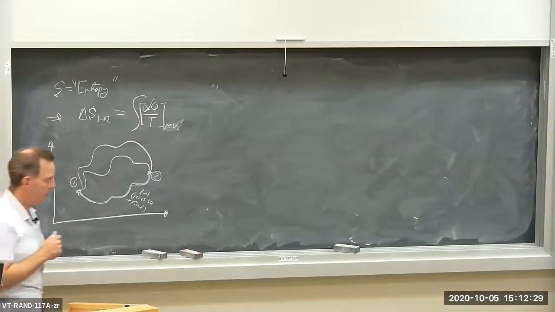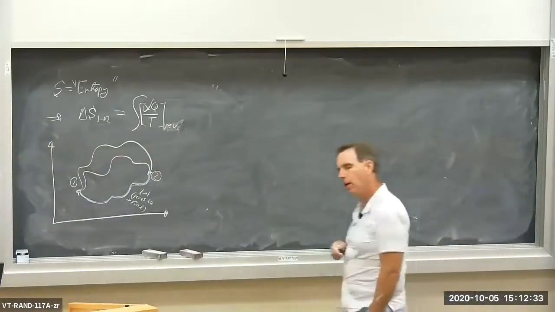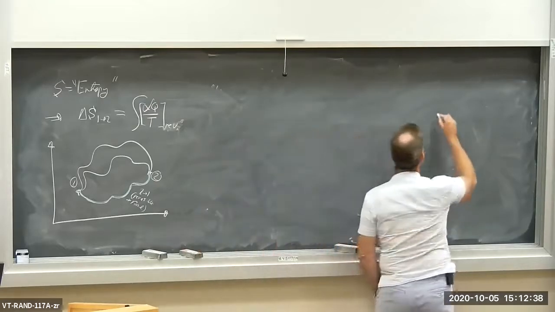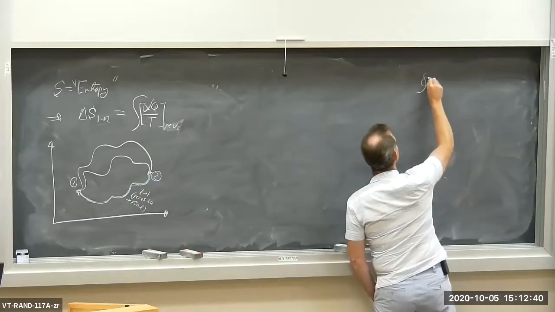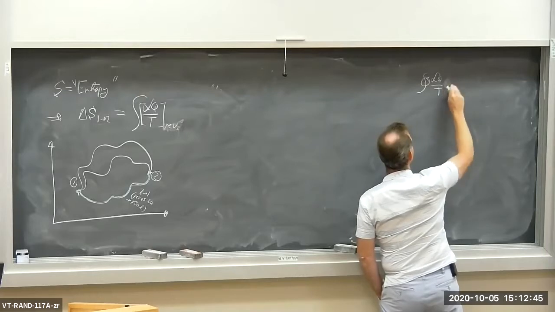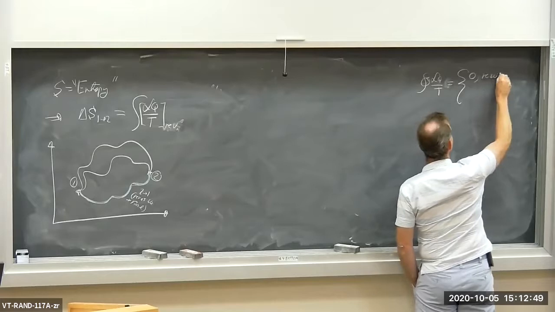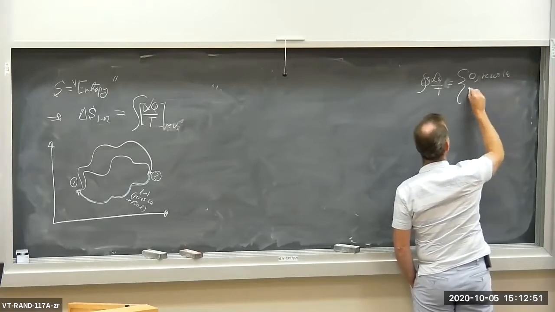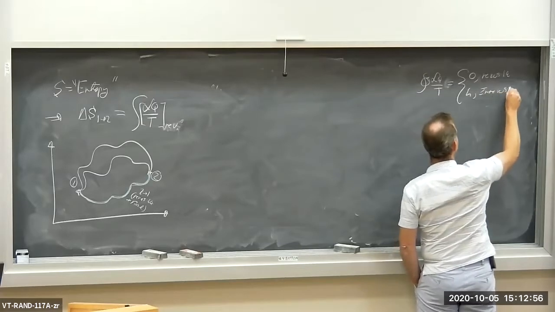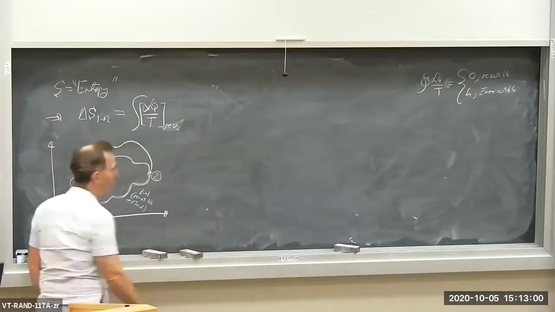Now, let's play with this just a little bit more. Let me write my cyclic integral again, my Clausius inequality. So remember, the cyclic integral of del Q over T is equal to 0 for a reversible process and less than 0 for an irreversible process or cycle. Okay, so let's write the Clausius inequality one more time.